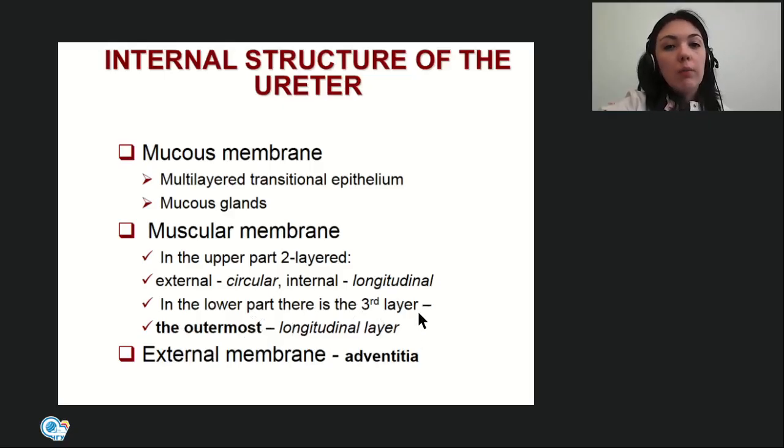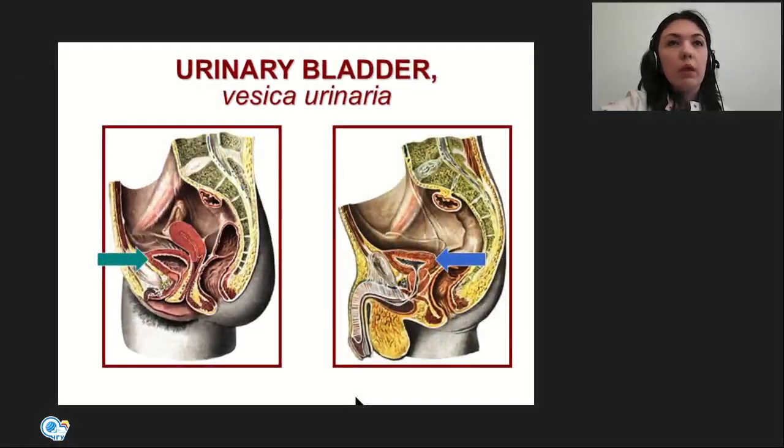Externally, the ureter is covered by adventitia from the lateral sides and from the posterior side, and from the anterior surface it is covered by serosa, because it is just like the kidney, located retroperitoneally.